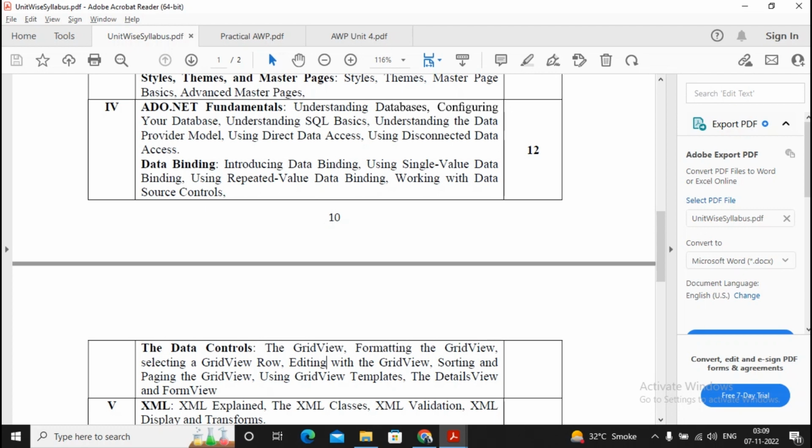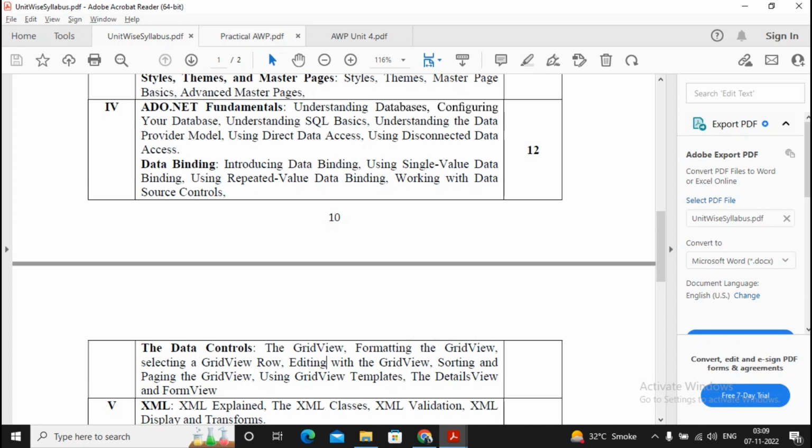Data binding, single value and multi-value data binding, you can write a very bulky answer. Data control, a lot of properties need to be specified in it, so there is a chance that you may forget a few of them. So the strong topics to be prepared in Unit 4 are ADO.NET fundamentals and data binding.